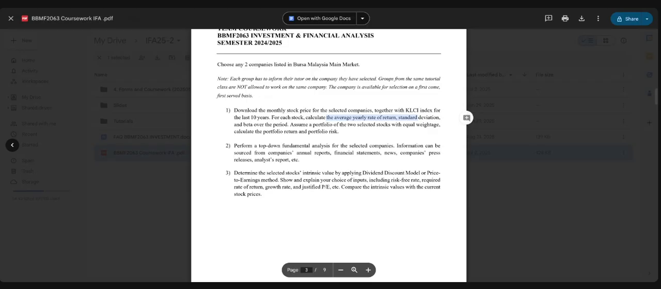So teacher, for the yearly standard deviation you just said, do I need to calculate another monthly standard deviation or not? No lah, the question didn't ask for that. So no need to calculate the monthly standard deviation and monthly return, only the yearly. Refer back to the question. The question only asked for the yearly, so yeah.